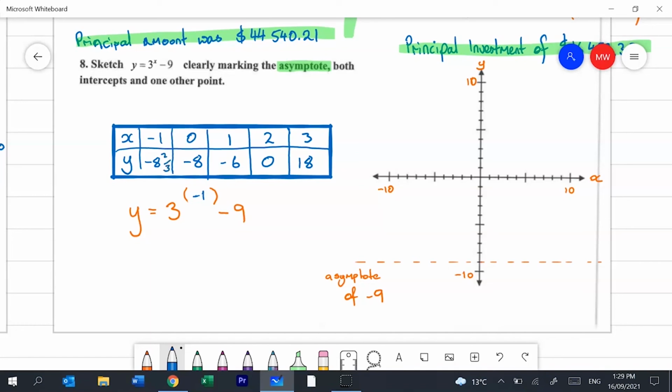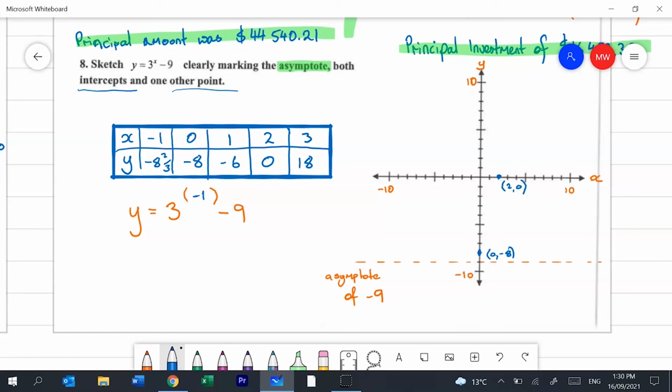Okay. Let's have a look at plotting some of these. So I can see there's some important points here. I've got a y-intercept here at 0, -8. I'm going to mark that one in as well, okay? It wants me to mark in both intercepts and one other random point. So let's mark in our intercepts first. I can also see that when x is 2, y is 0. So this is another good one. I'm going to mark that one in.